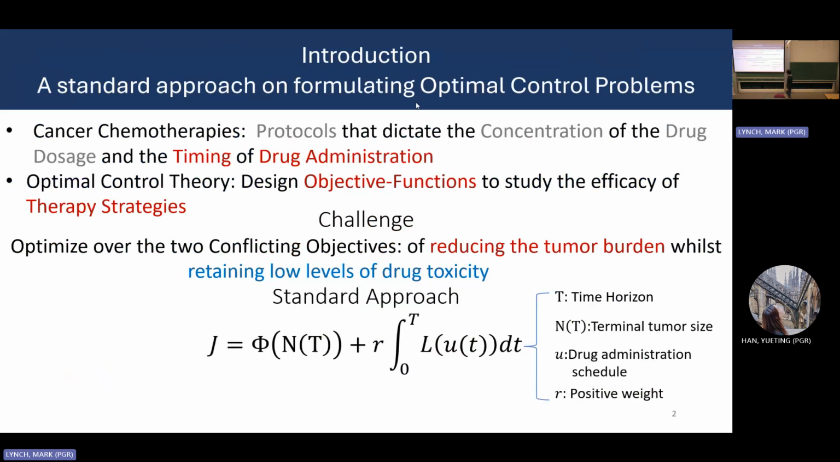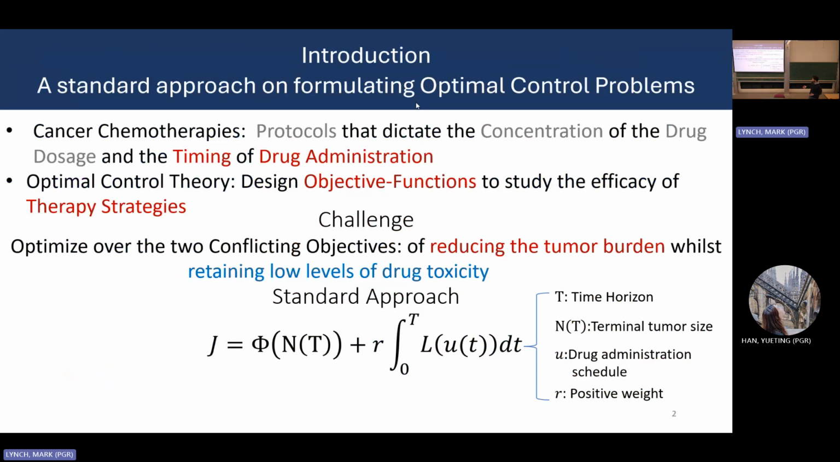And so a standard approach that has been used in the literature is to minimize this objective function here that comprises 2 terms. So the first term, phi here, depends on the size of the tumor at the end of the therapy. And the second term is an integral term that depends on the quantity of the drug administered. So the disadvantage here is that this parameter R that weights these 2 competing objectives is arbitrary.